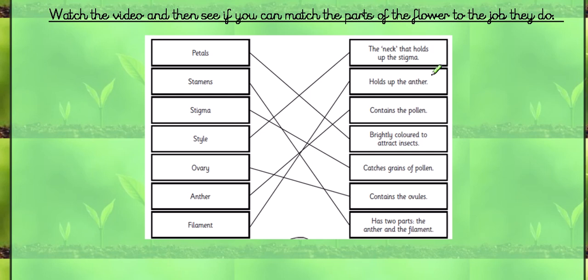Well done everyone. Tomorrow we'll be looking at this in a bit more detail and finding out about the process of pollination and why it's so important for plants. Well done everybody.